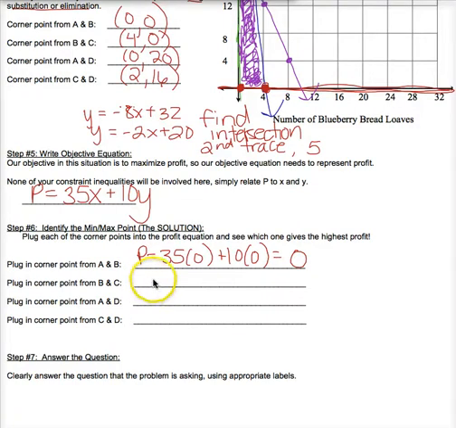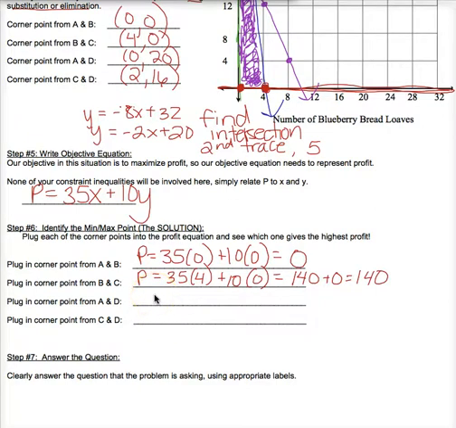B and C, X was 4, Y was 0 at that point. So let's plug that in. X was 4, Y was 0. So 35 times 4 is 140. 10 times 0 is 0. So that gives us $140 profit if we make 4 batches of bread and no batches of muffins.